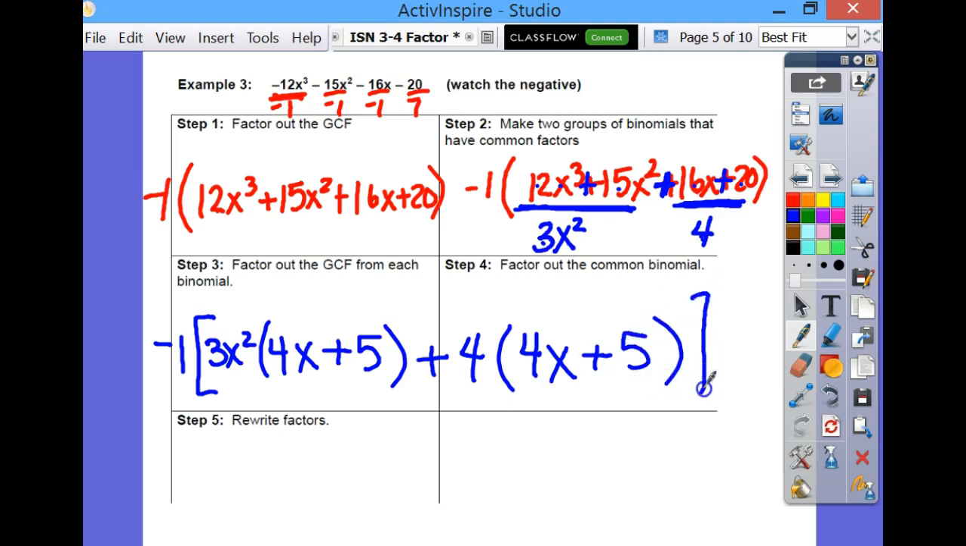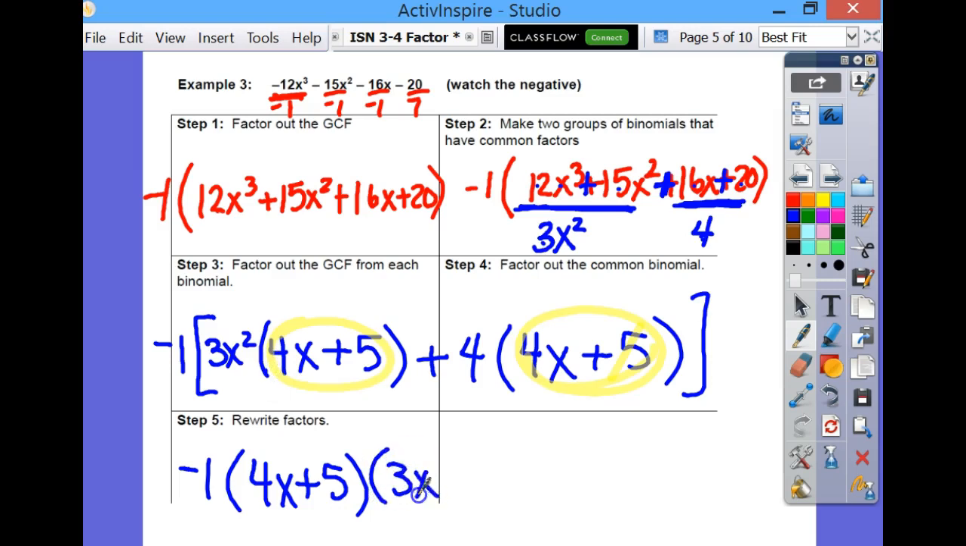Do you see something in common? This term and this term. Now the negative 1 is still hanging around out in front. He hadn't dropped off of the problem. The 4x plus 5 is down there twice. The 4x plus 5 is multiplied by 3x squared. The 4x plus 5 is multiplied by positive 4. That is factored. Once again, what we're going to do next is then take that factored form and solve.